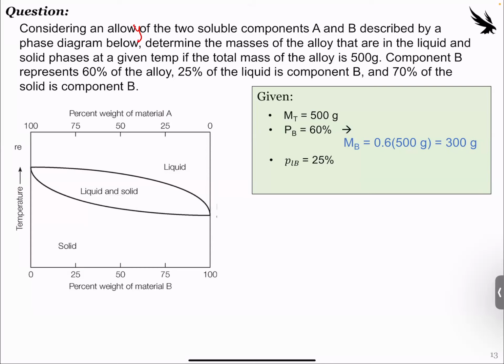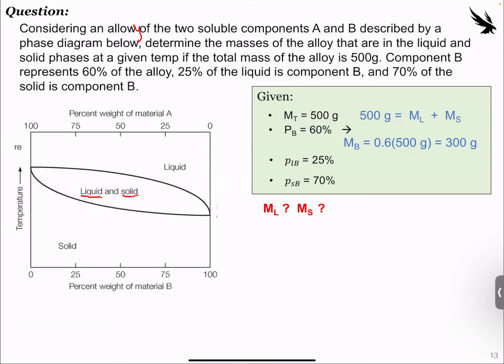Our percentage of liquid that is B, I'm using that small p just to distinguish, because now we're only looking at the liquid percentage. So only that section that is liquid, because remember there's a liquid and a solid. So the percentage of liquid that is B is 25%, and the percentage of solid that is B is 70%. So what we need to find is the total mass of liquid and the total mass of solid. And remember, we're in that transition zone. So the mass of liquid will have part A and B, and the mass of solid will have part A and B as well.